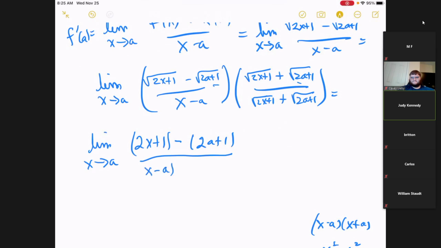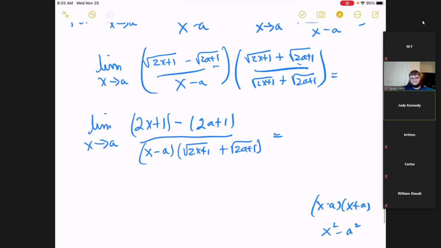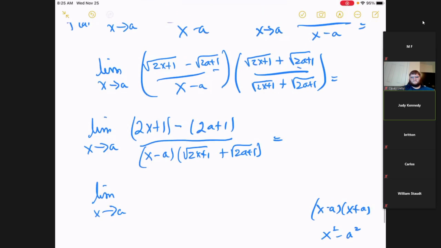It's still in the denominator, but it's not really a problem in the denominator. And now the ones add out in the numerator, and then I've got 2x minus 2a.